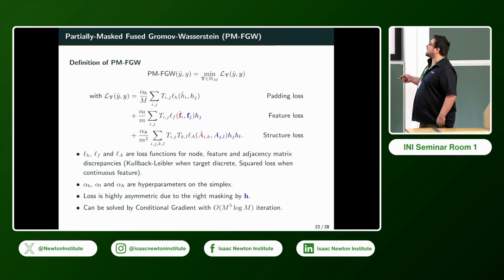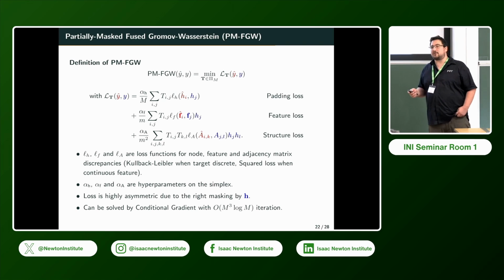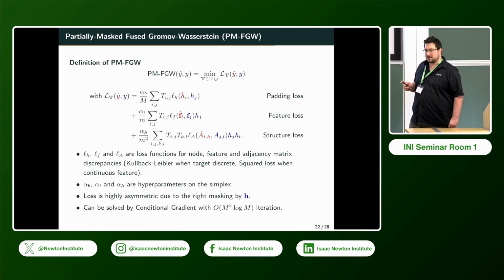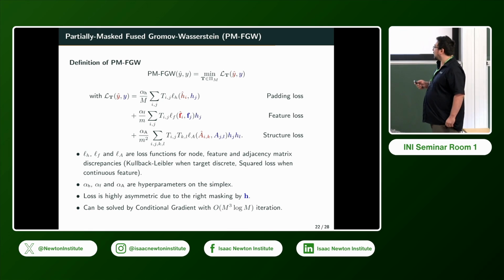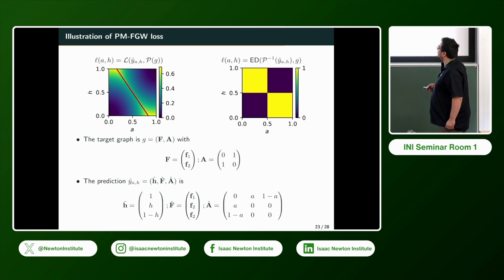Okay? And so it can be solved by conditional gradient. It's going to be n3 log m iterations. So again, we're not going to scale to large graphs, but we're doing deep learning, so we scale to very large datasets now, which is always nice. Okay, I'm going to show you an example of this loss.